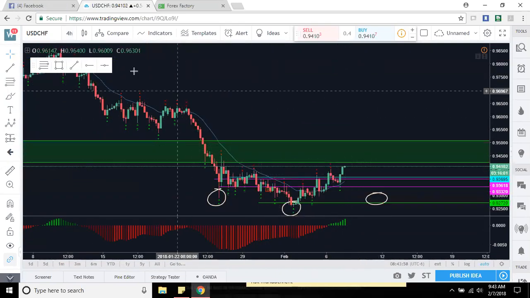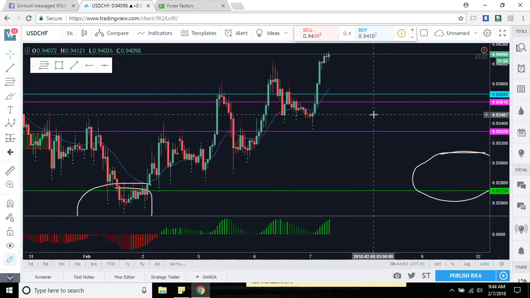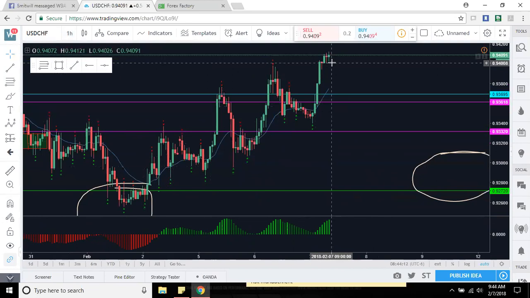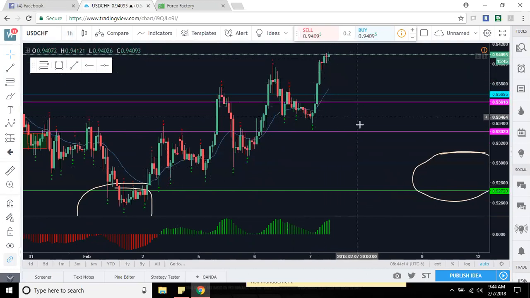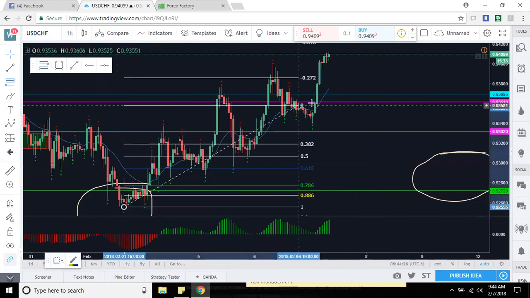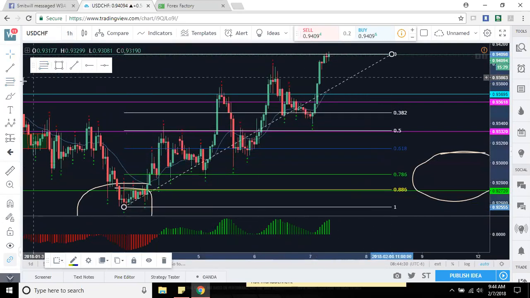But as far as the 4-hour and the 1-hour are concerned, I would like to see, because here you've got one drive, two drive, three drive. Here's a fourth drive that should really, from my understanding, my experience, fail and then start a nice little retrace. Not necessarily over here, but somewhere along this zone right here. So if we fib from this low to that high, I'm looking for the order block entry now, basically, right?